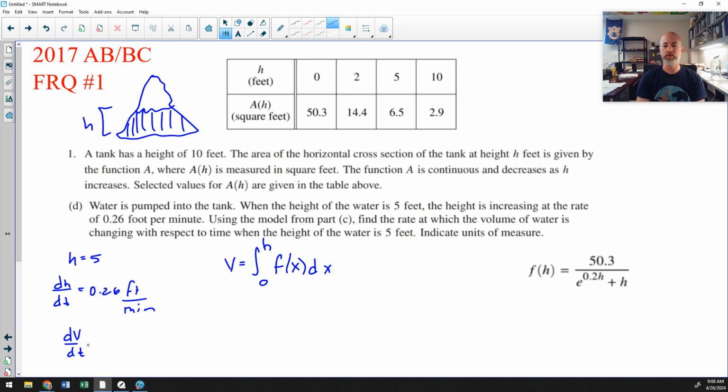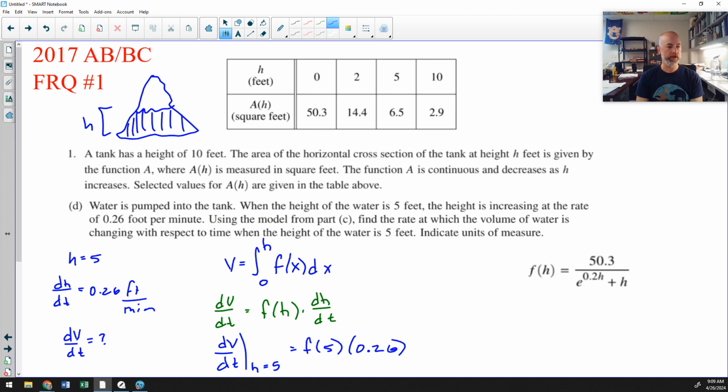This is a related rates problem. We're looking for dV/dt. So to find the derivative of that volume, this is your fundamental theorem of calculus. dV/dt is going to be, we replace the x with an h. That's going to be f of h. But you always multiply by the derivative of what replaced the x. That'll be times dh/dt. And now we start plugging in what we know, and we want to find dV/dt. So we're looking for dV/dt when h is equal to 5. And so that would be f of 5 times dh/dt, but they tell us that dh/dt is 0.26.